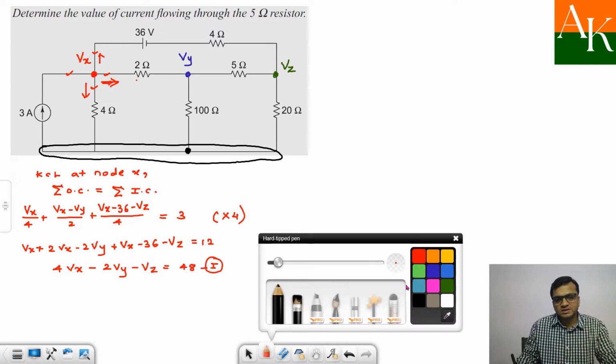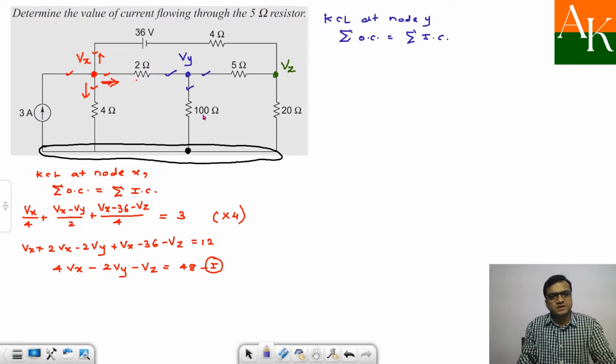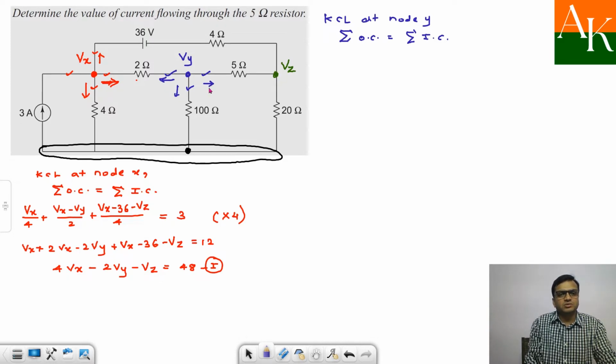Now I want 2 more equations, and that I will get by applying KCL at nodes Y and Z. So next is KCL at node Y, and you have to write down summation of outgoing current is equal to summation of incoming current. To node Y only 3 branches are connected and none of the branches contains a current source. So I will assume all the currents as outgoing. So the leftward current can be written as (Vy minus Vx) divided by 2.